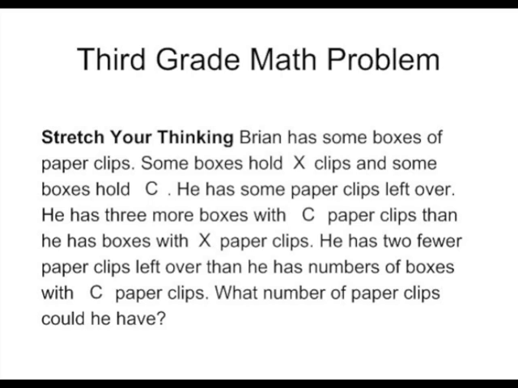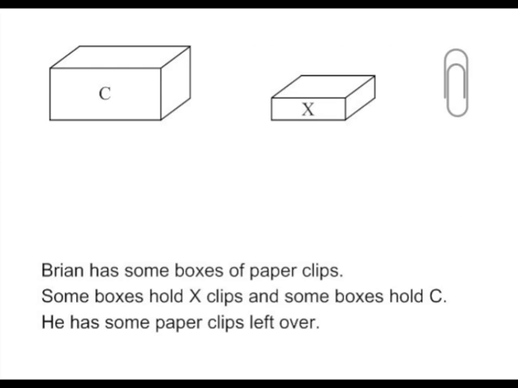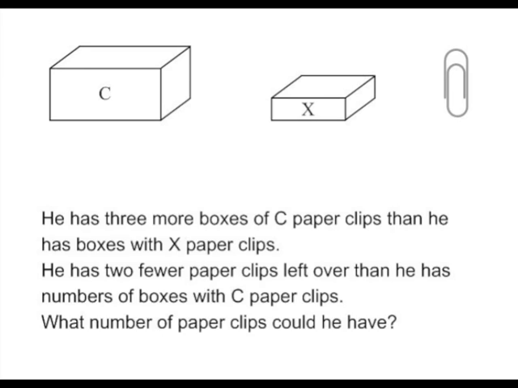Let's look at the first part of the problem and draw some pictures to help visualize what's going on. The problem describes two sizes of boxes of paper clips and some loose paper clips. When doing the math, we can keep track of the numbers below the picture for each category. Let's look at the rest of the problem. There's an important hint in the last sentence.